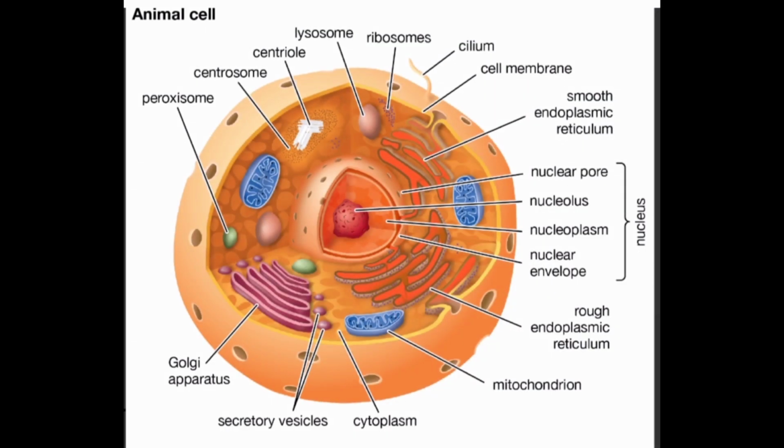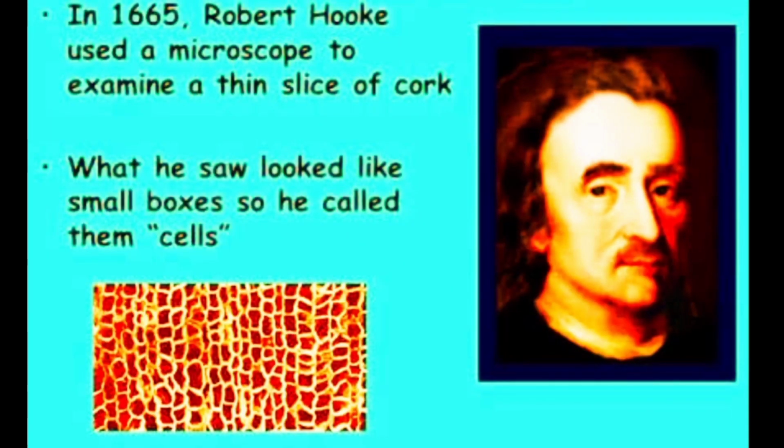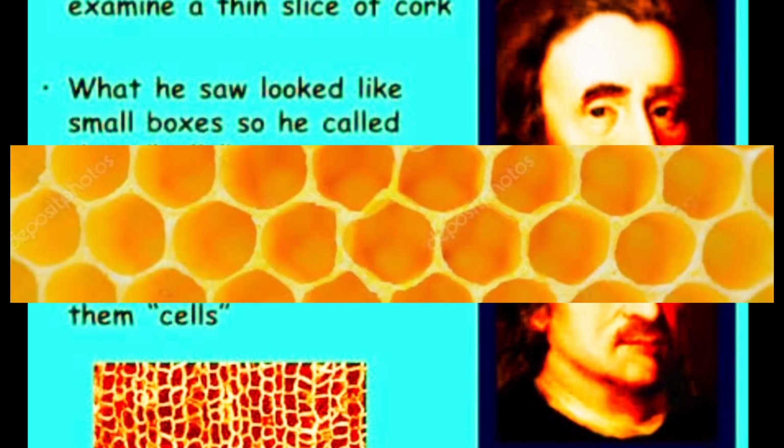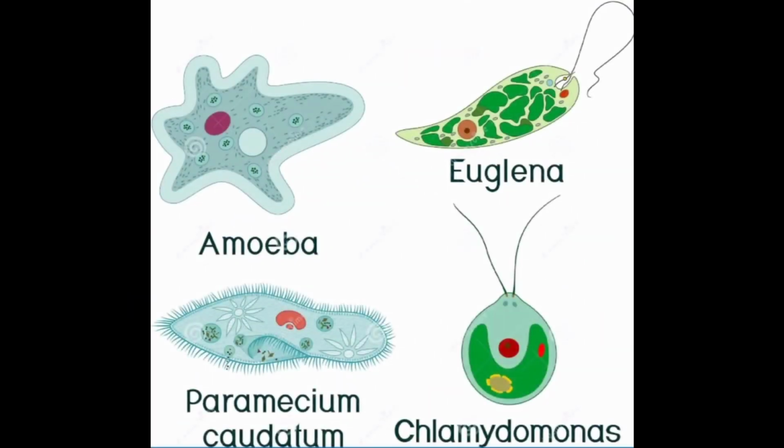Cells were first discovered by Robert Hooke in 1665. He observed the cells in a cork slice with the help of a primitive microscope. The invention of the microscope led to many discoveries. We came to know that whole organisms, as in amoeba, chlamydomonas, paramecium, etc., are single-celled or unicellular.